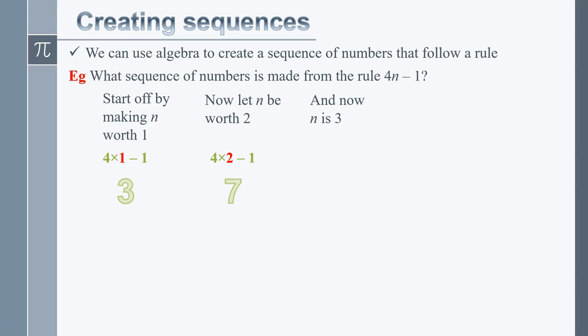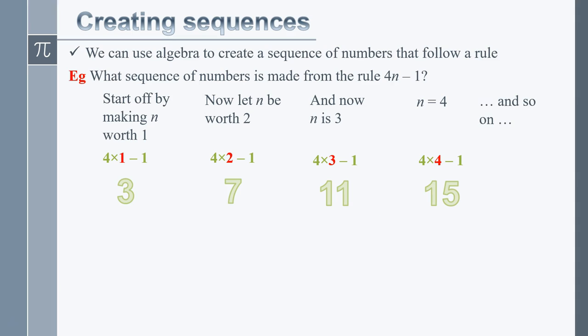Now let's make n worth 3. So we've got 4 times 3 minus 1, so that's 12 minus 1, which is 11. N is now 4, so I've said n equals 4, which is the maths way of saying, okay, let's make n be worth 4. And so I've got 4 times 4 minus 1, which is 15. And so on, and so on, and so on.